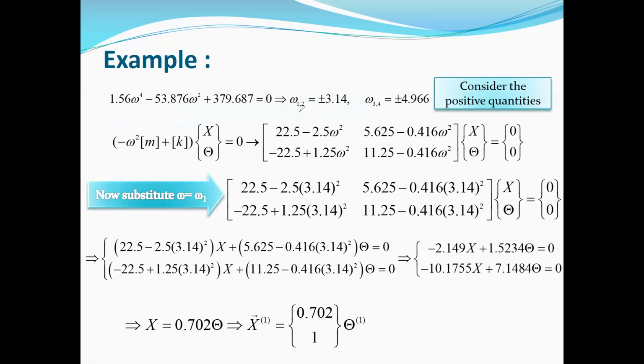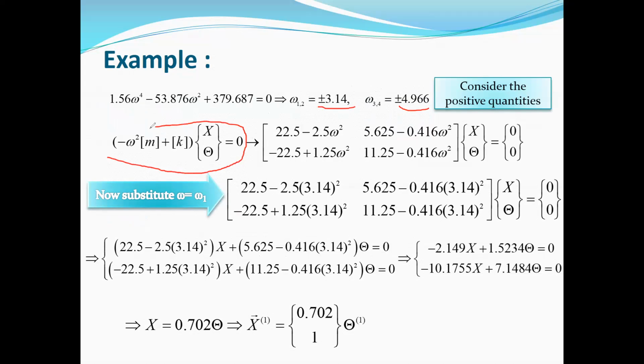So we will have two natural frequencies. Of course, we consider the positive ones. The first natural frequency is 3.14, and the second one is 4.96. So we have two natural frequencies. Now we can substitute into this equation.